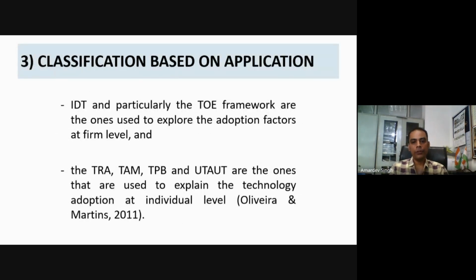Classification based on application: innovation diffusion and particularly the TOE framework are frameworks that can be used to explore the adoption factors at the firm level, that is, organization-level adoption.